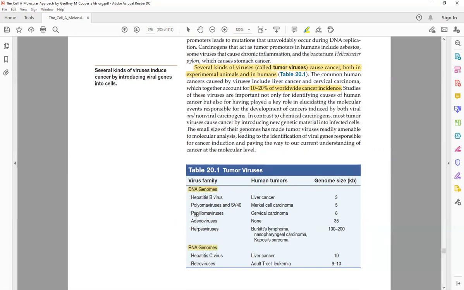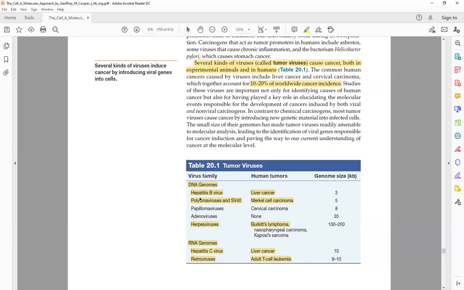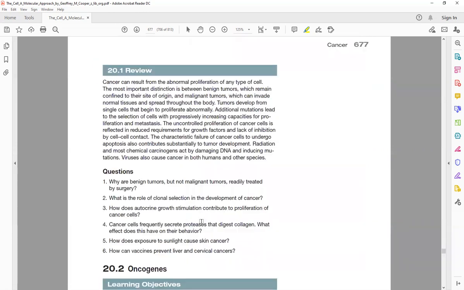Some of the very important viruses from which questions are always asked: herpes virus causing Burkitt's lymphoma. Okay. Then you have the polyoma virus and simian virus 40, which is responsible for Merkel cell carcinoma; hepatitis B virus, the major cause of liver cancer; hepatitis C, which again causes liver cancer; and retroviruses such as HIV and HTLV, which cause T cell leukemia. So you must remember all these five examples. Especially hepatitis B, which is a DNA virus, and hepatitis C, which is an RNA virus.